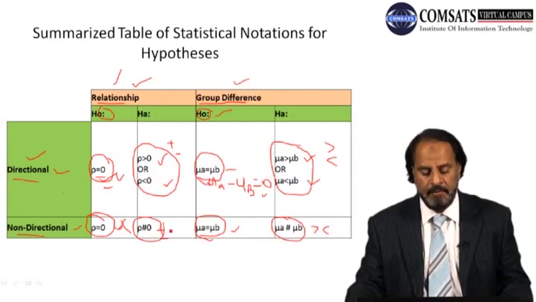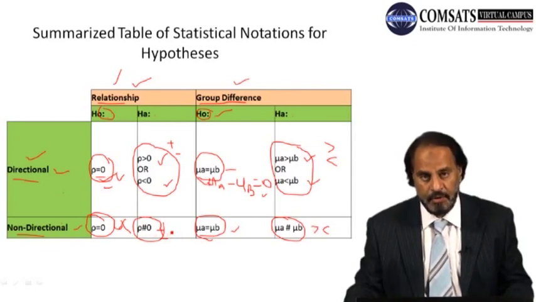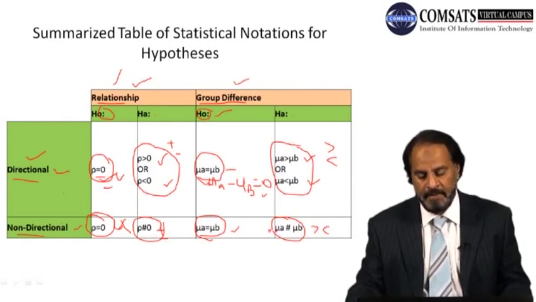We're saying they're not equal to 0, meaning the relationship exists, but you're not sure if it's positive or negative. And in this case, you're saying the groups are different from each other. The mean of A is not equal to the mean of B, meaning they are different, which is your alternate hypothesis. And in the null hypothesis, we're saying they are the same.